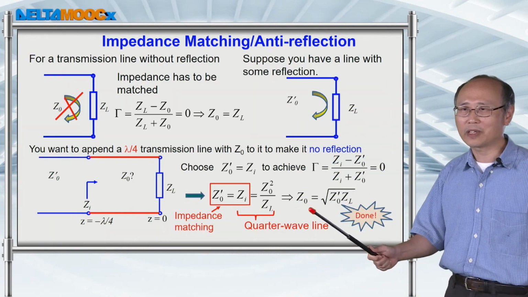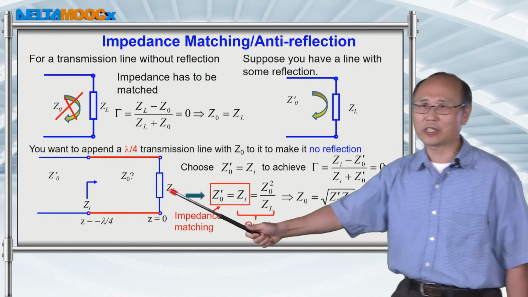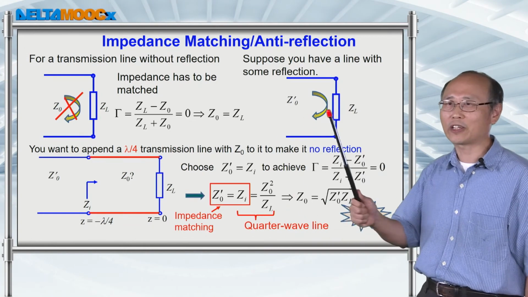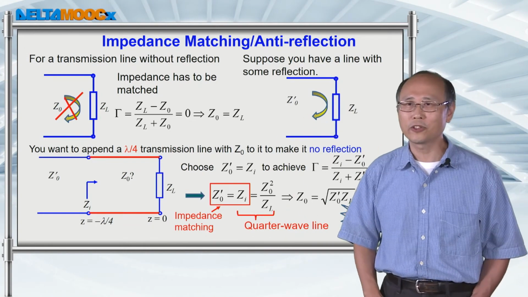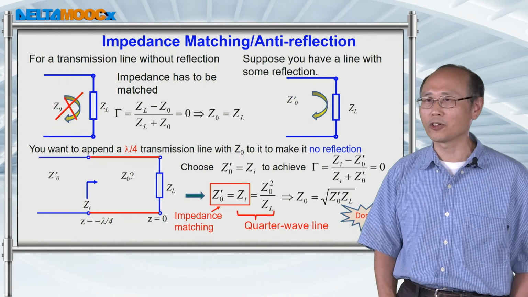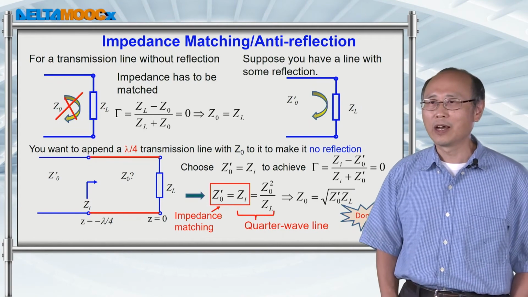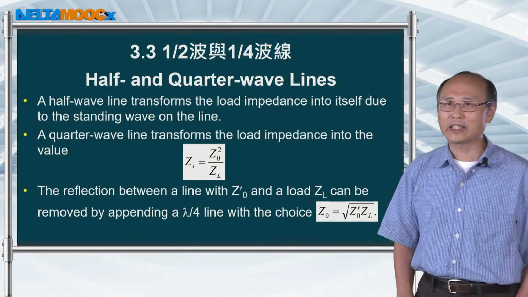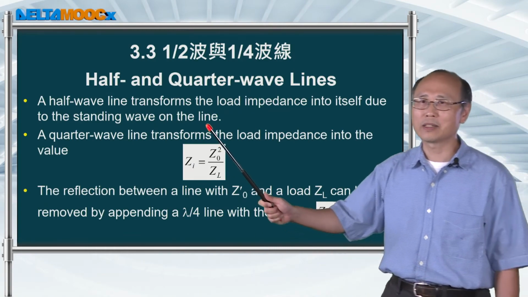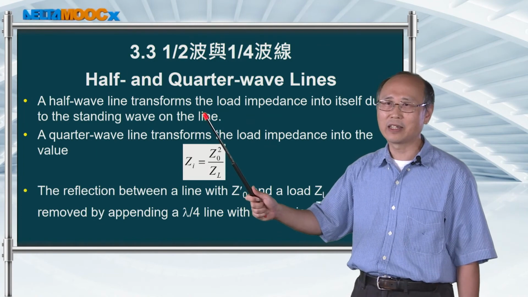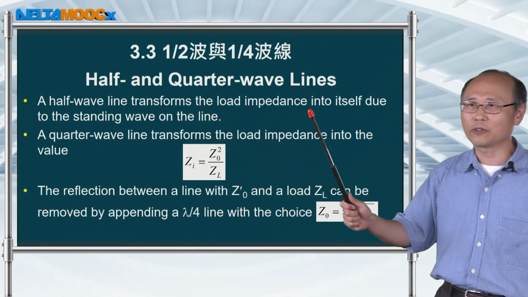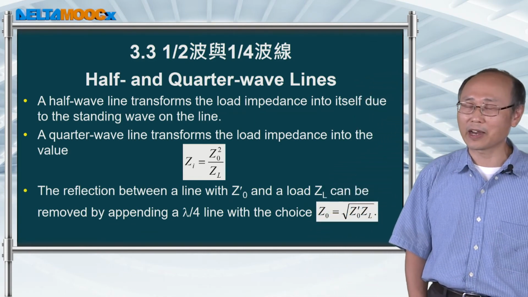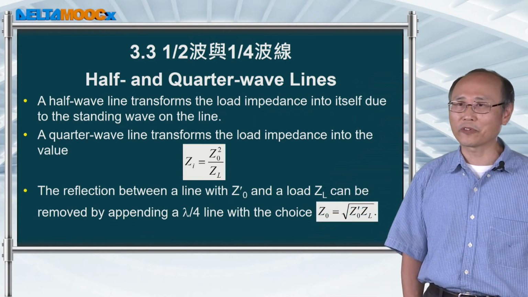So if you properly choose the characteristic impedance of this quarter wave line, then you can remove the reflection of this line. So this is one interesting and also quite important application for a quarter wave transmission line. So in this session, I talked about how a half wavelength line transforms the load impedance into itself, because you have the standing wave on the line with a periodicity of half wavelength.